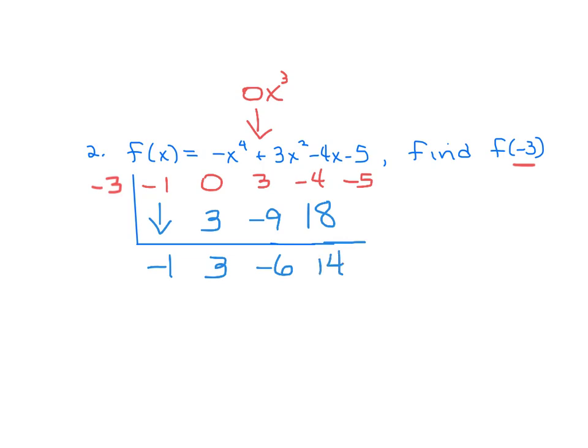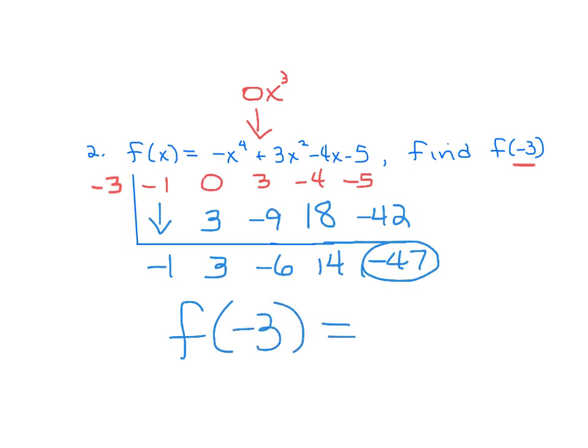And now I multiply -3 and 14 and get -42. I add those, and my answer is -47. So for f of -3, the answer is -47. Now, if you would have taken -3 and plugged it in for x, you would have gotten the same answer following PEMDAS.